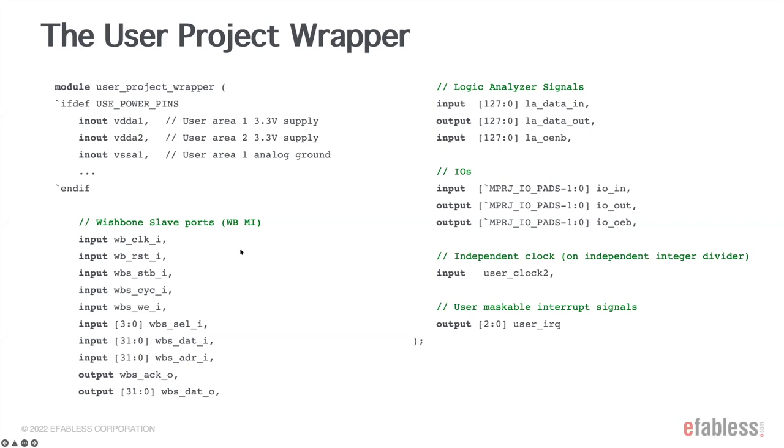If you look at the ports, we have ports related to the wishbone master interface. Okay, so all of these are wishbone signals. If your design involves some wishbone slave that you want to connect to the management SoC wishbone, you should be using these signals. But if you don't want to do that, there are two important signals that you might want to use. One of them is the WB clock, the wishbone clock, which is the same as the management SoC clock. So if you are using the wishbone bus, you need to use this.